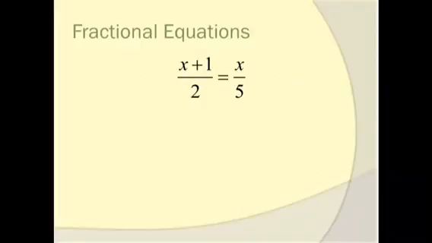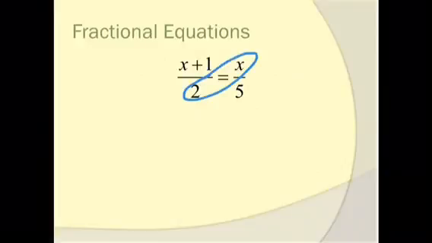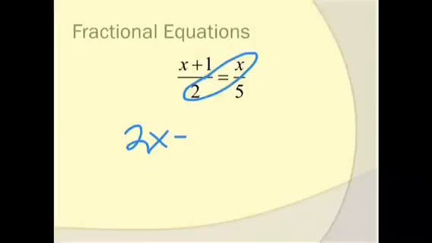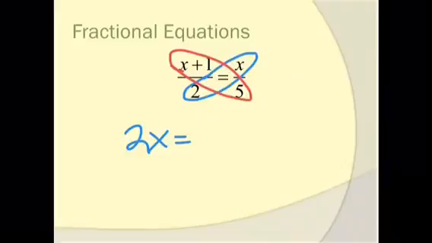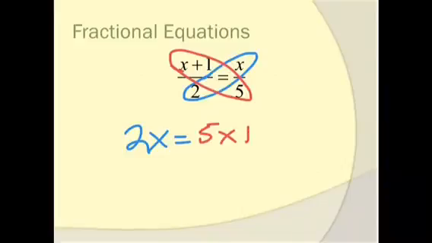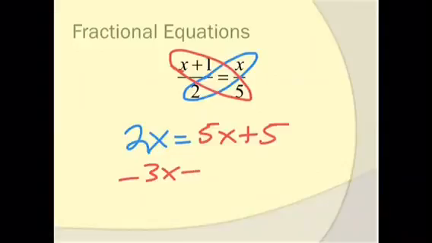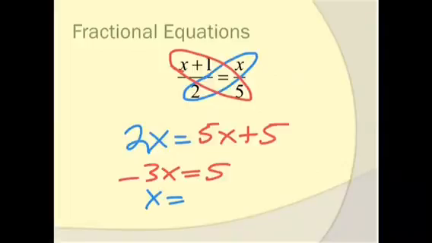So now we step it up a notch and make it slightly more challenging. We're going to have to distribute when we cross multiply here. We'll start with our first one, 2 times x, giving us 2x. And then I also have to cross multiply 5 times x plus 1, which will give me 5x plus 5. I now want to combine like terms, so I'm going to subtract 5x on both sides, giving me negative 3x is equal to 5. And I can finish solving this by dividing by negative 3, giving me x equals negative 5 over 3.